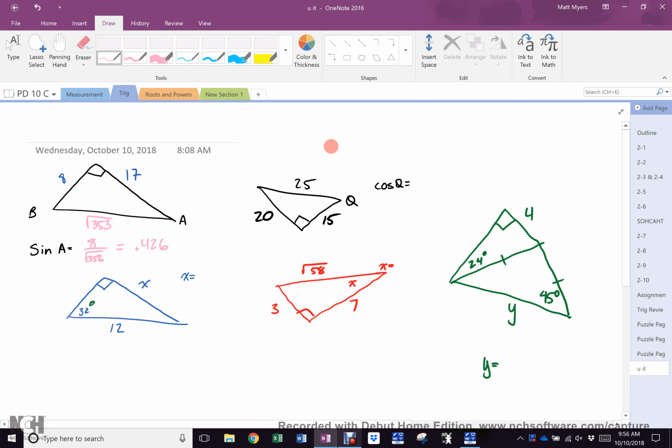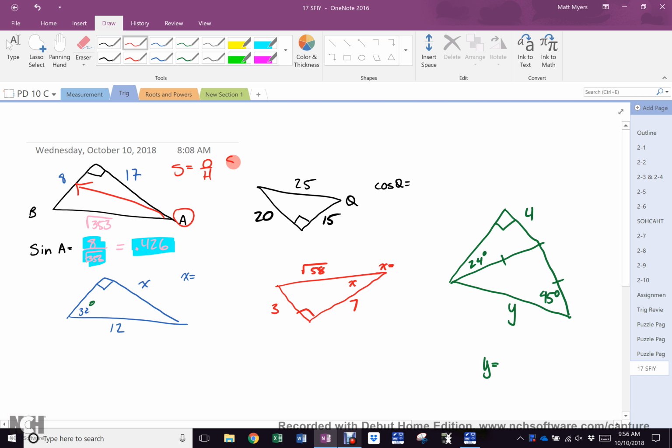Now, here is where I do this. Does everybody understand how I came to these two answers? Okay. What is sine? It is opposite over hypotenuse, correct? I want the sine of A. What is opposite of A? 8. 8 over hypotenuse. What is the hypotenuse?